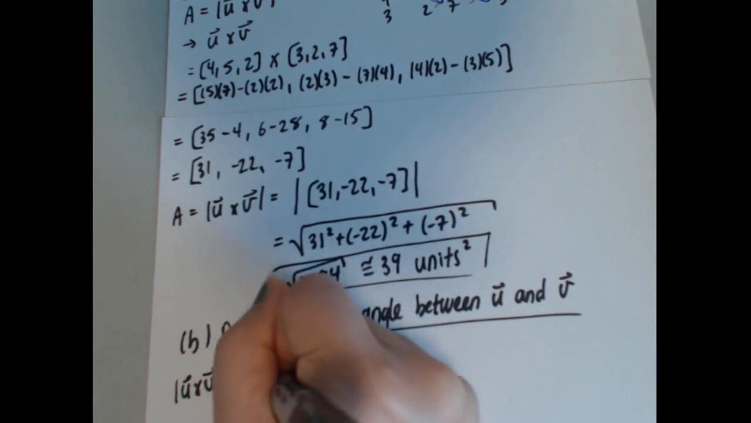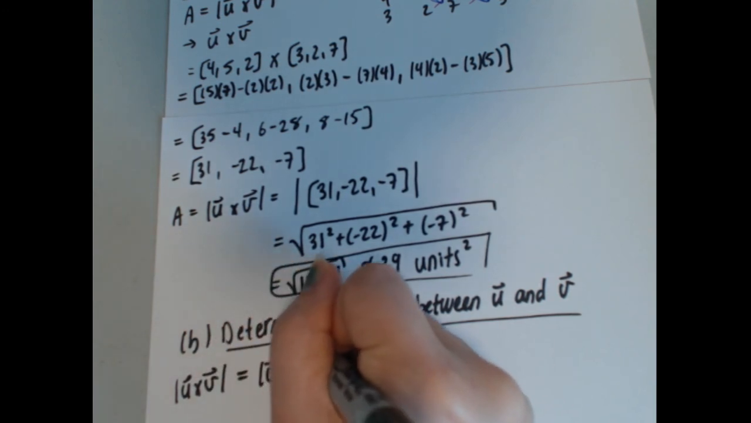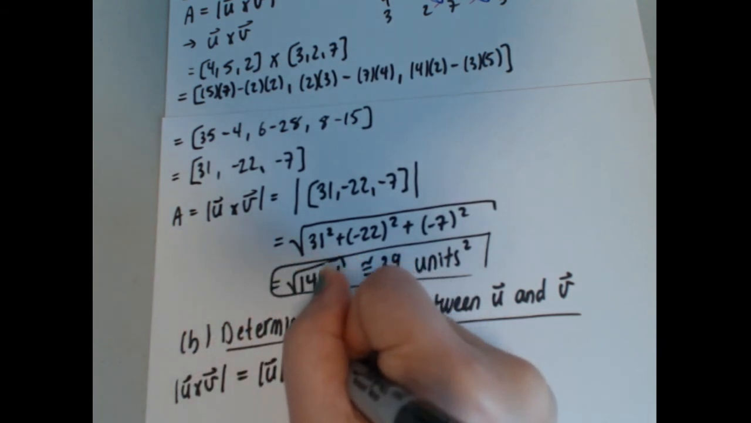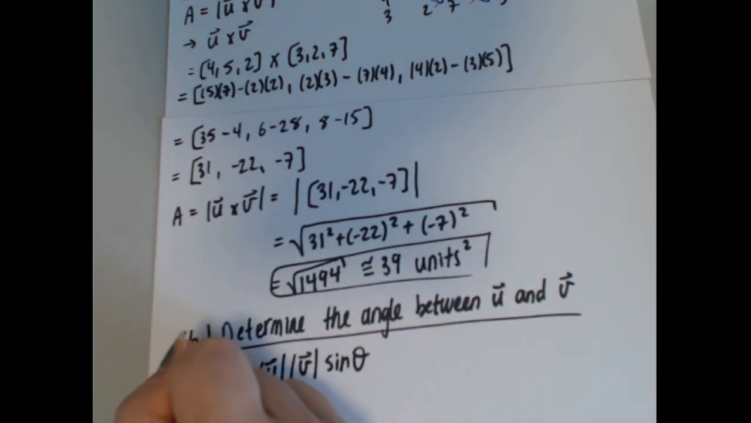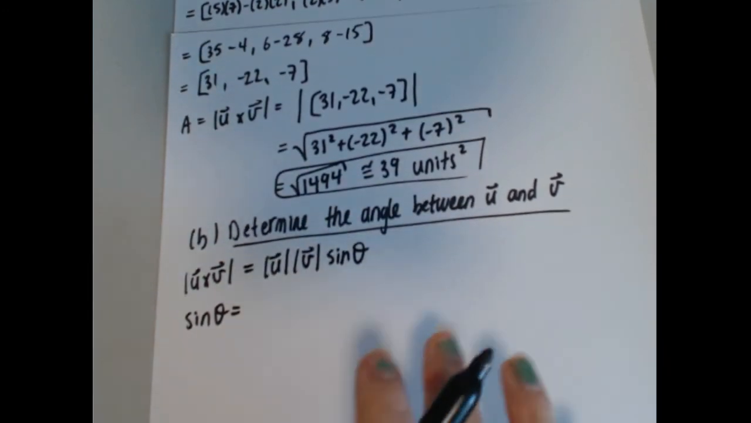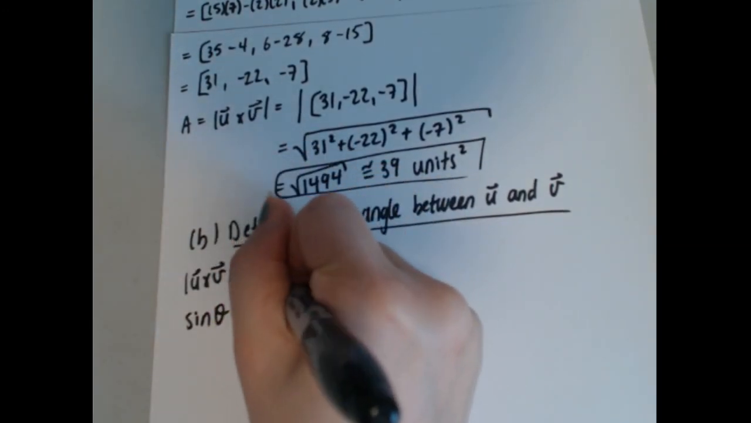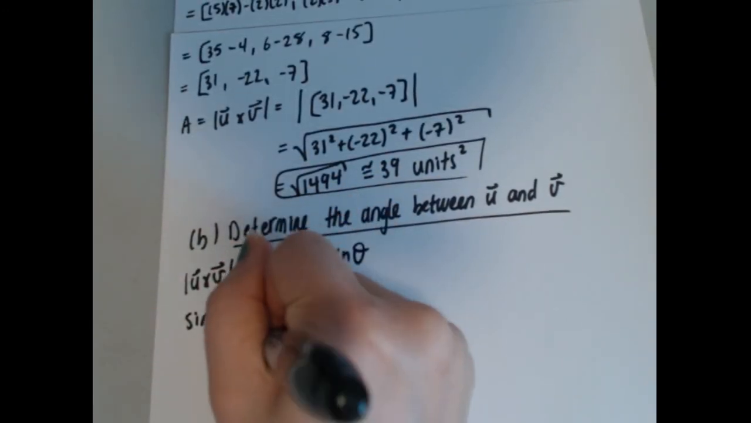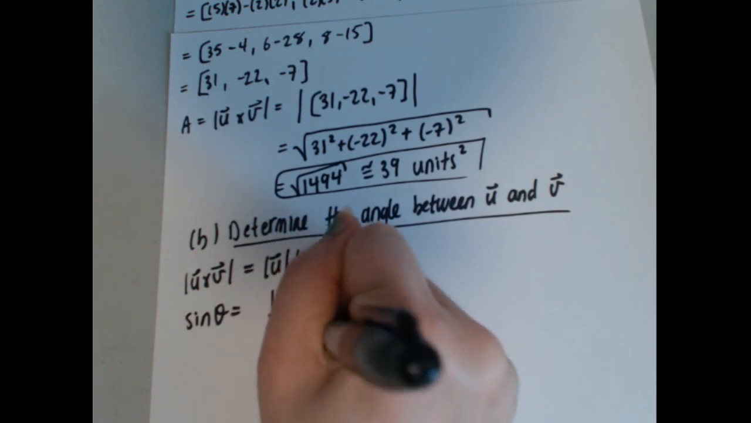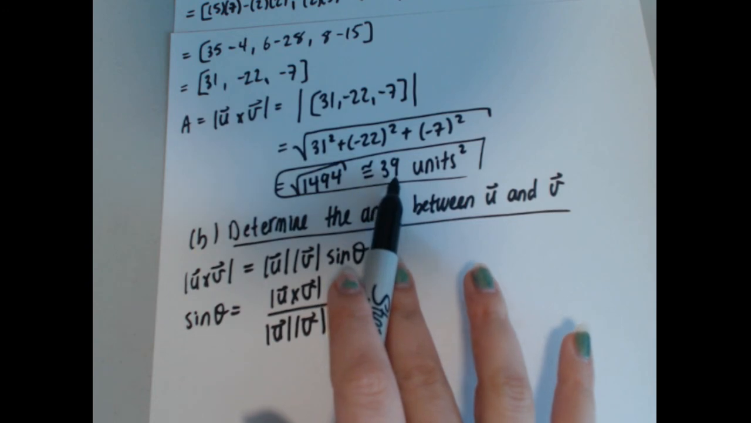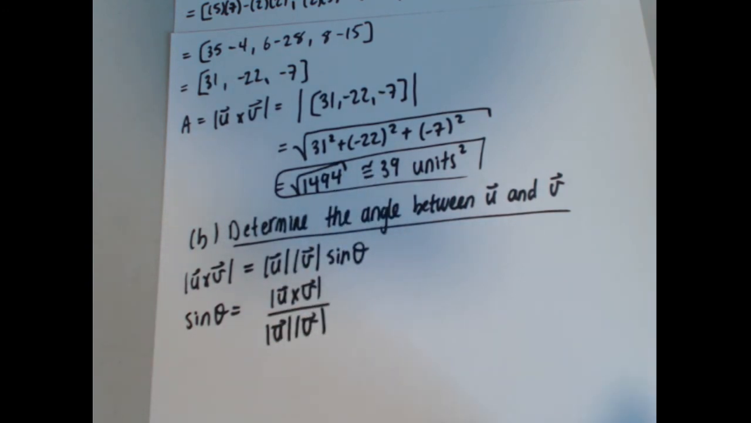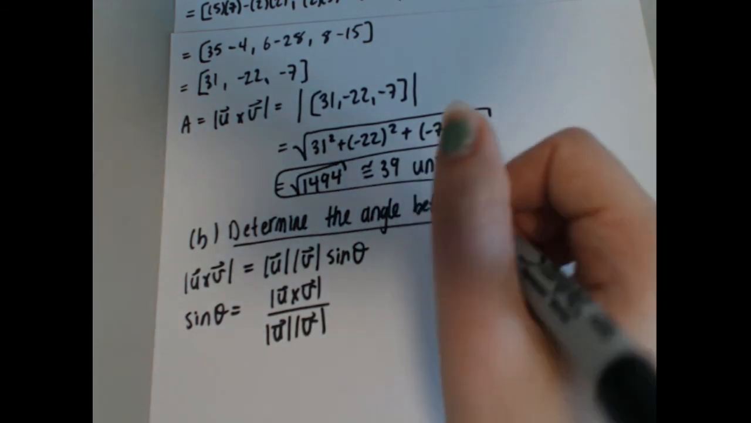Magnitude of u cross v, so this is the first one we learned. It's equal to magnitude of u times magnitude of v times sine of the angle between them. So if we're looking for the angle, let's isolate for sine theta. Sine theta is equal to magnitude of u cross v divided by magnitude of u times magnitude of v. And we already have the magnitude of u cross v, so there's our numerator, 39, or you can keep it as root 1494. We just have to figure out what magnitude of u and magnitude of v are.